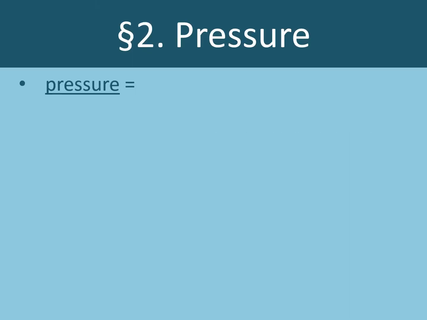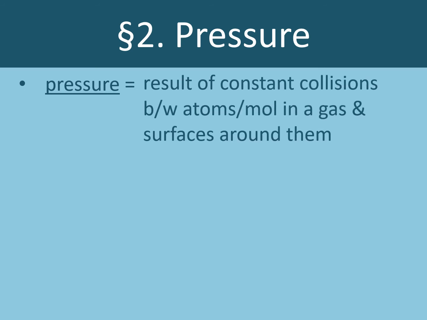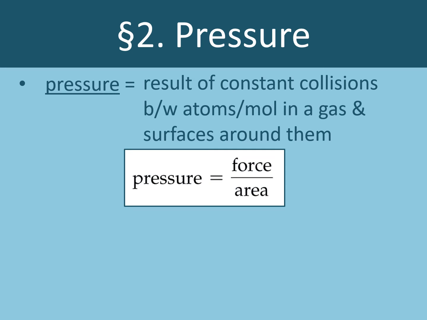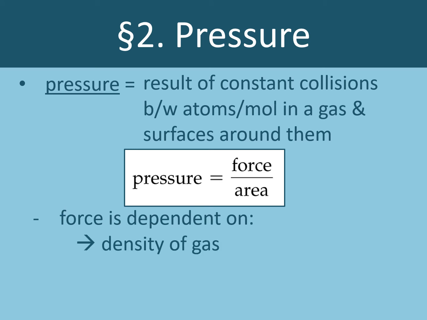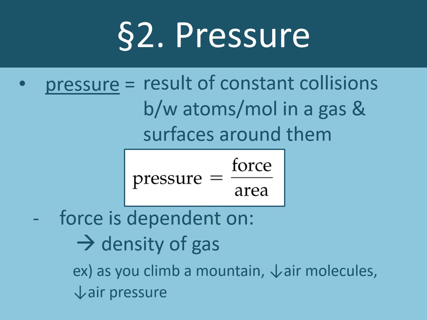Section 2, Pressure. What is pressure? Pressure is the result of the constant collisions between the atoms and molecules in a gas and the surfaces around them. Pressure is calculated as the force divided by the area. In the case of gases, the force is dependent on the density of the gas. Think of it this way: the more molecules that are colliding in a particular area, the stronger the force will be, and therefore the stronger the pressure.